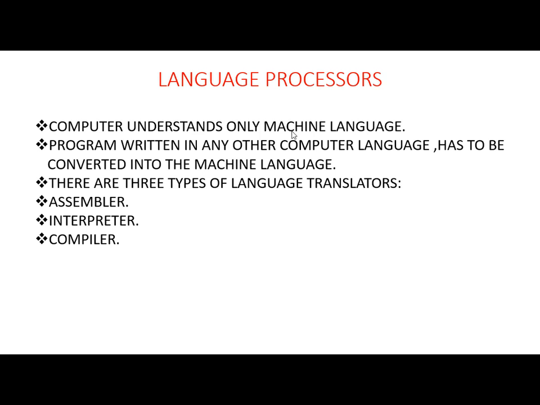That is why it needs to be converted into machine language, and this conversion is done by language processors. They are also called language translators. There are three types of translators which we will study now: assembler, interpreter, and then compiler.